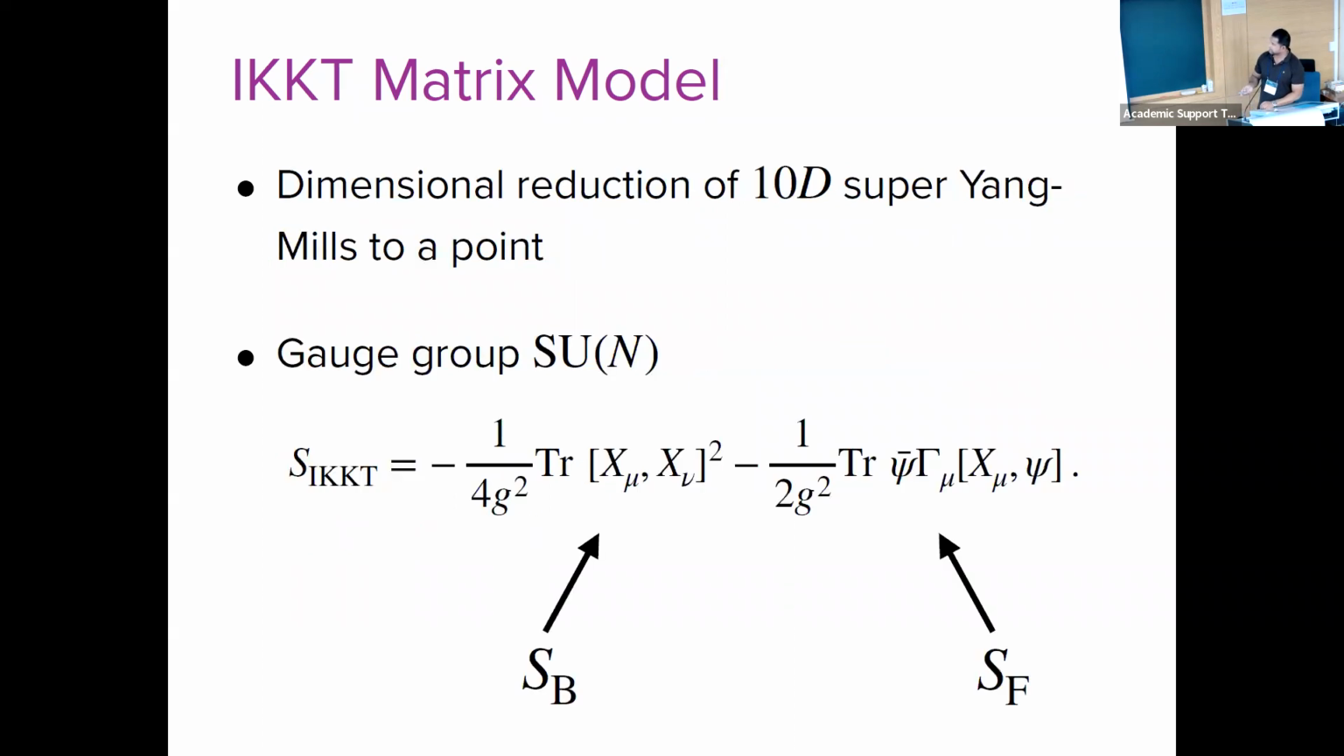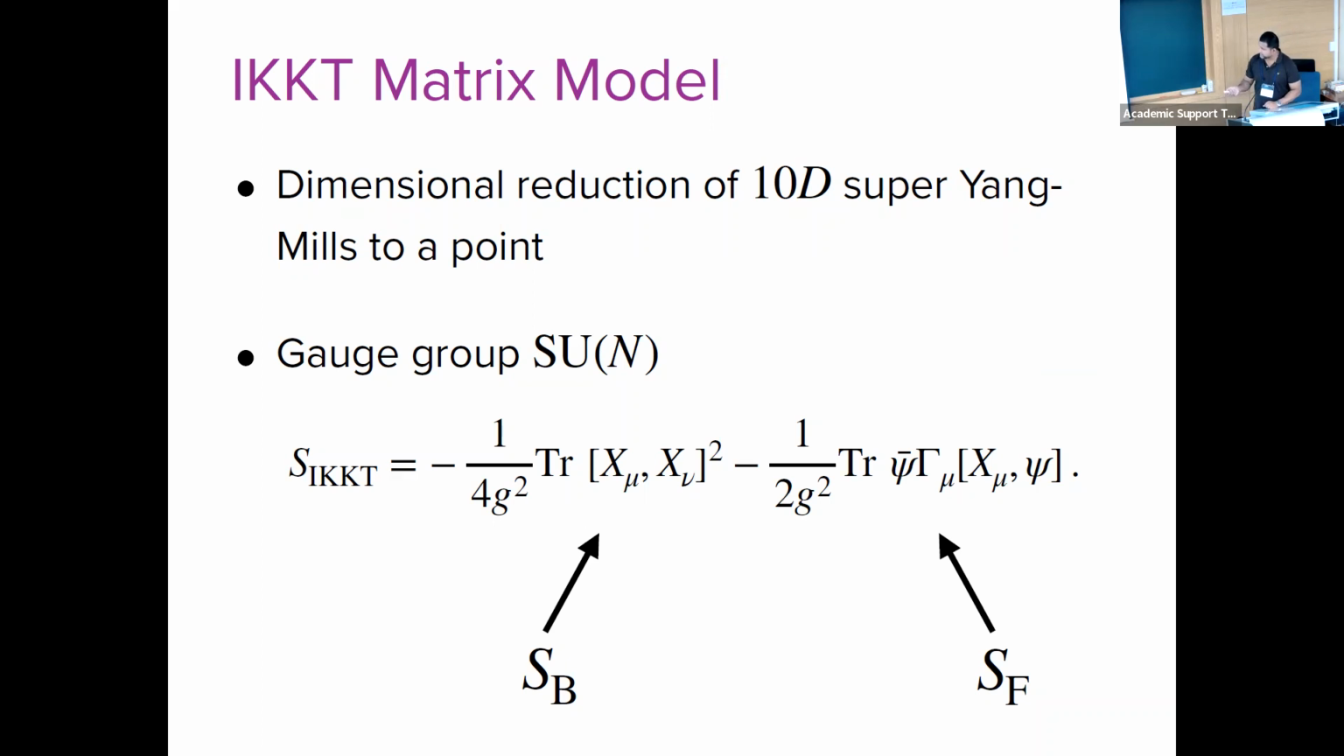So that is just a review of the IKKT model. Where is this model coming from? It comes as a dimensional reduction of 10-dimensional super-Yang-Mills theory. You start with a 10-dimensional theory containing a gluon and a gluino, then you dimensionally reduce it to a point. Space-time is just a point, and you get the model. This is the action of the model. There is no space-time integral because it's a 0-dimensional model. Space-time is just a point.